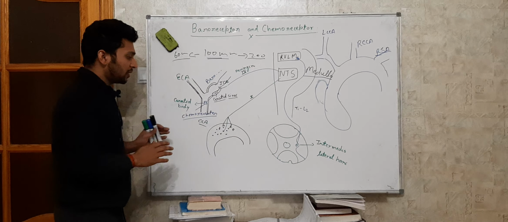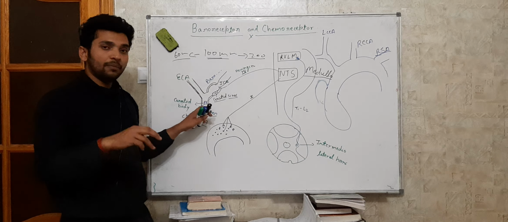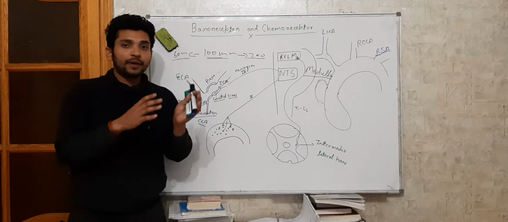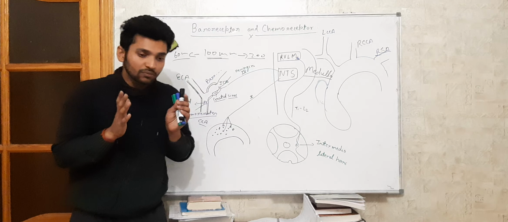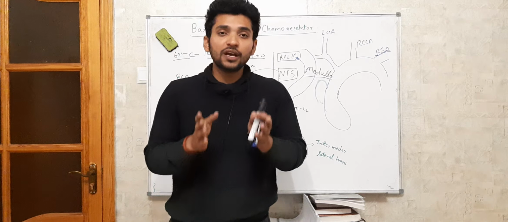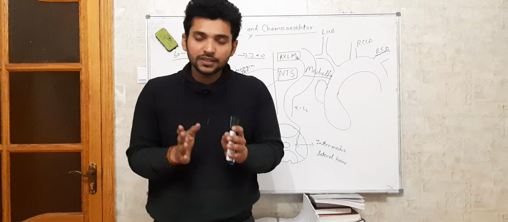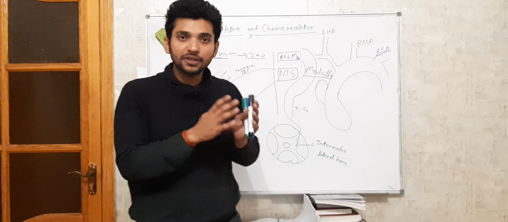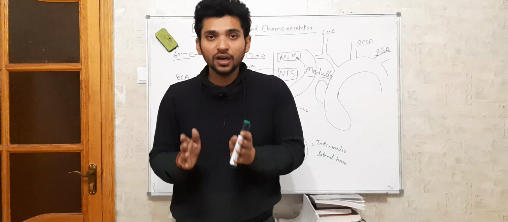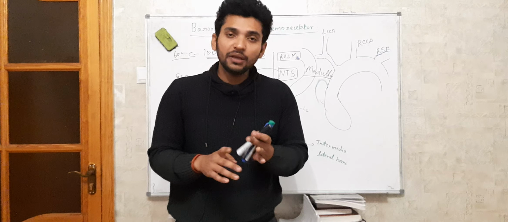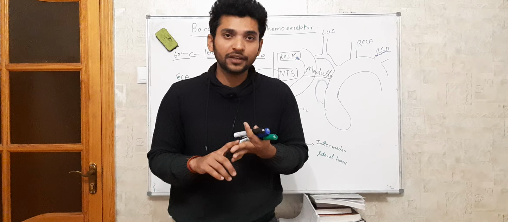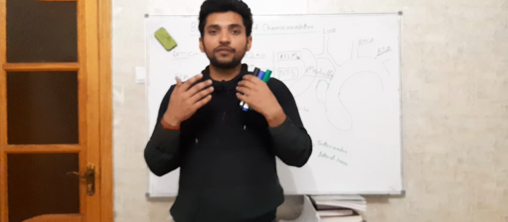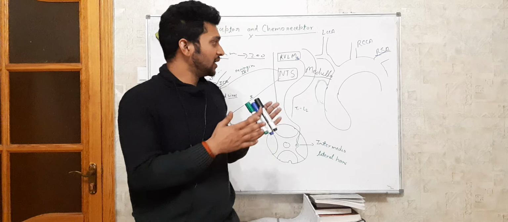And this is the carotid body, the number is two, with chemoreceptors. So this is how the baroreceptor and chemoreceptor work. To summarize, the function of the baroreceptor is controlling the blood pressure of the body, and the chemoreceptor controls the blood chemistry of the body. Blood chemistry means pH, hypercapnia, asphyxia, hypoxia. So the thing is this much.